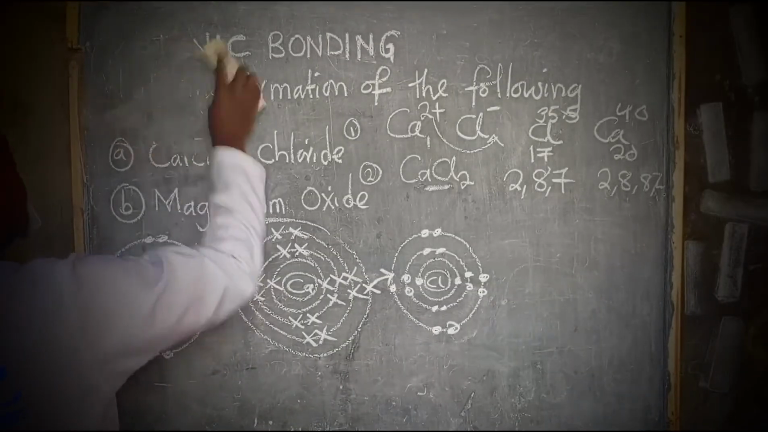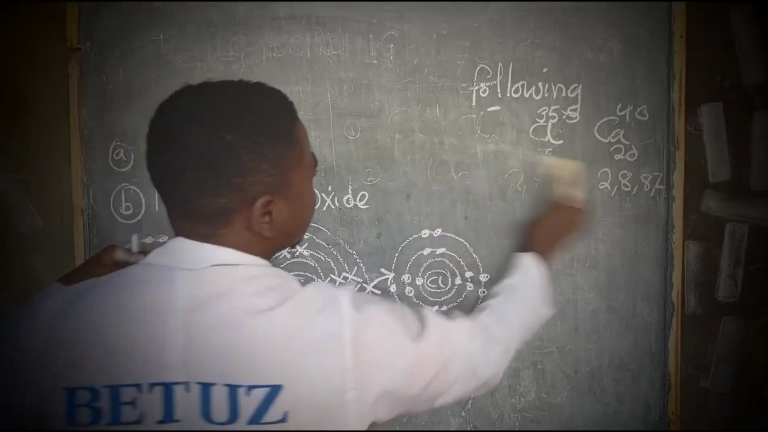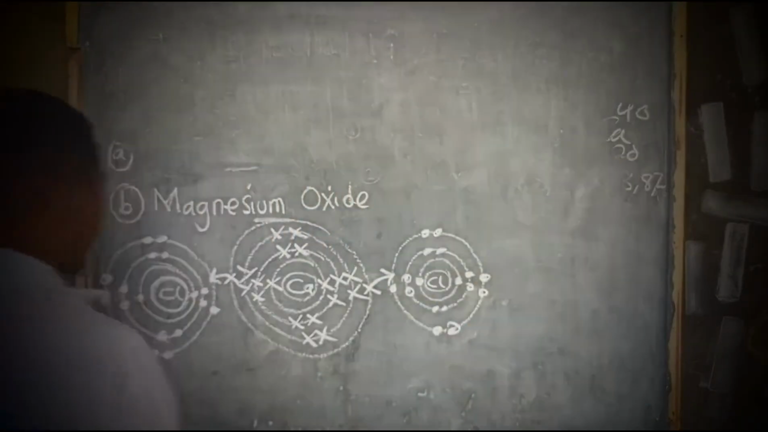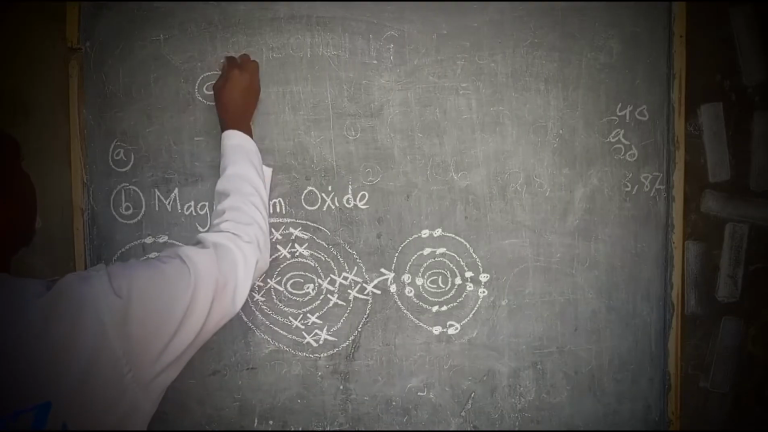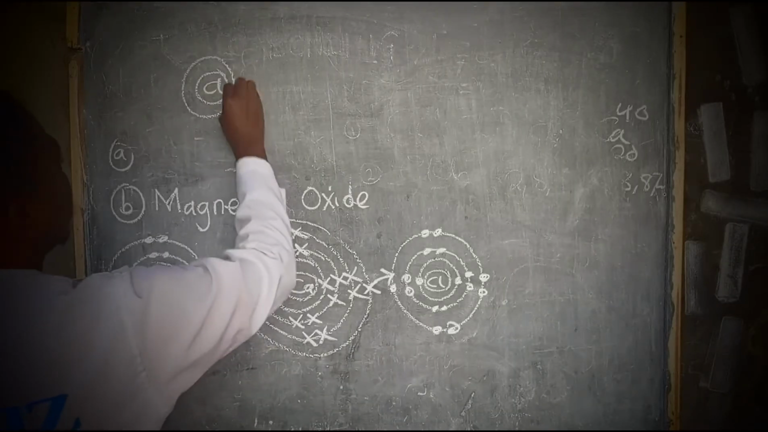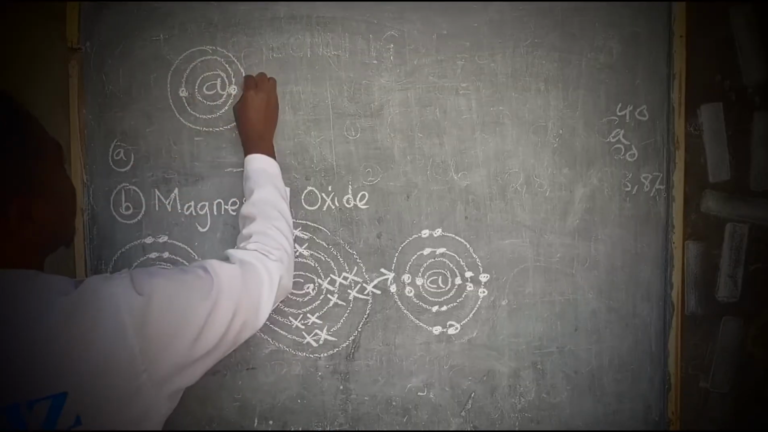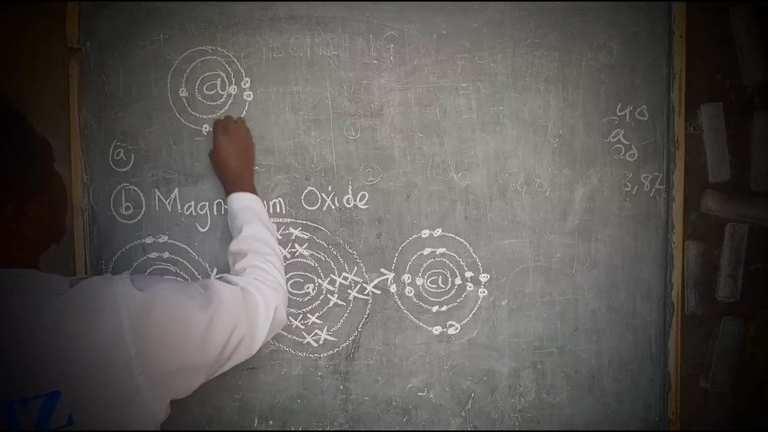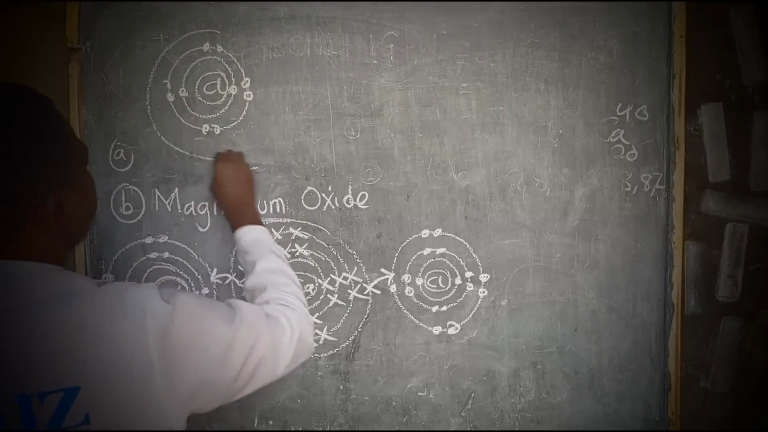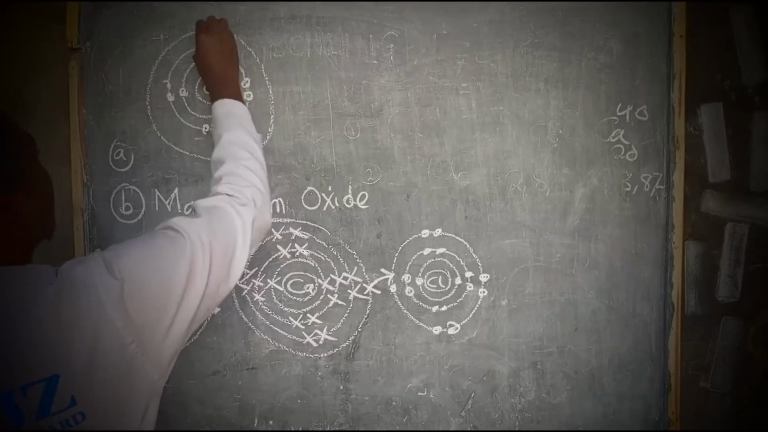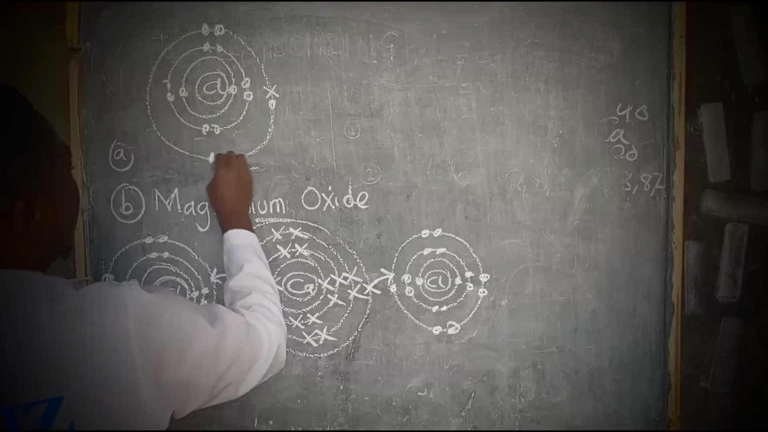So let me lab this part on top so that I write the final answer. My final answer will be like this. This is chlorine. First shell, there are 2. Second shell, how many are there? 8. So I put 8. Third shell, how many are there? There are 8. There is one that has come from calcium.